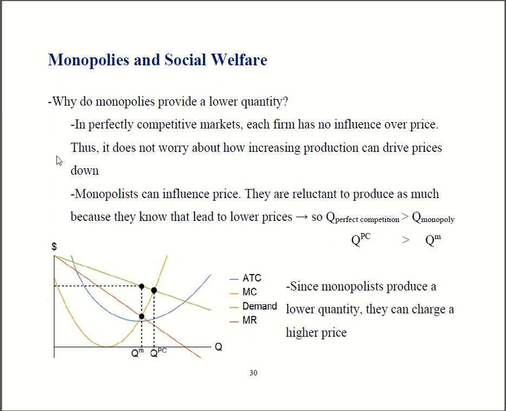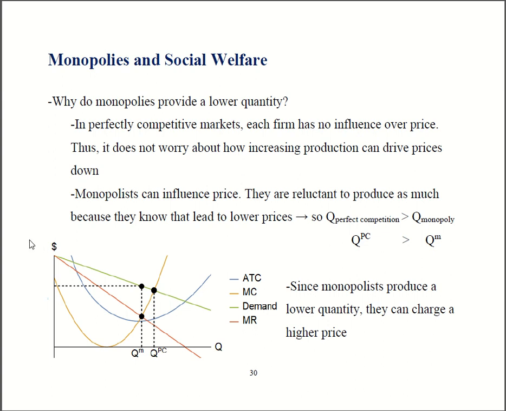It's a different story for the monopolist. The monopolist can influence price. If a monopolist decides to produce more, they have enough clout that they can actually affect price. One thing that's going to concern a monopolist is that if they try to produce more and sell that good, they're going to lower prices. So that's a disincentive to produce extra. That concern applies to the monopolist, but not to the perfectly competitive firm. So that concern is going to cause the monopolist to produce less than the perfectly competitive firm would. That's why QPC, quantity perfect competition, is bigger than quantity monopoly.